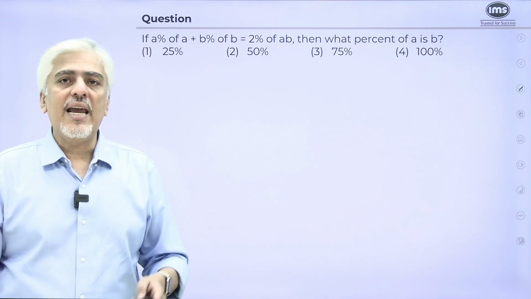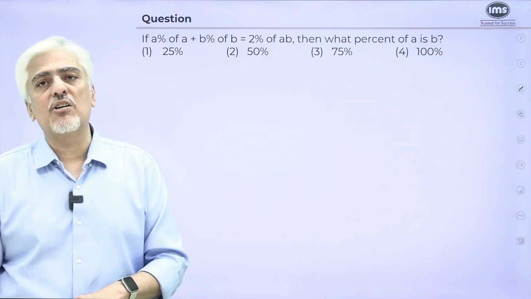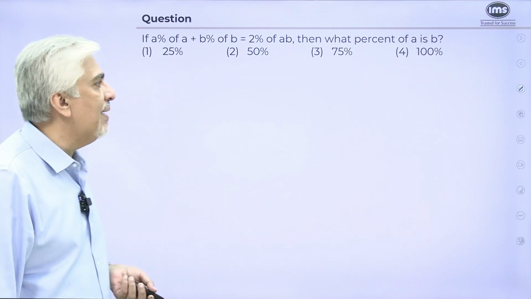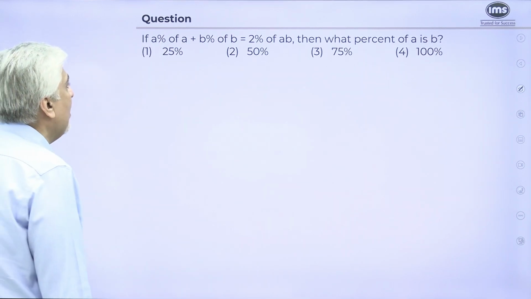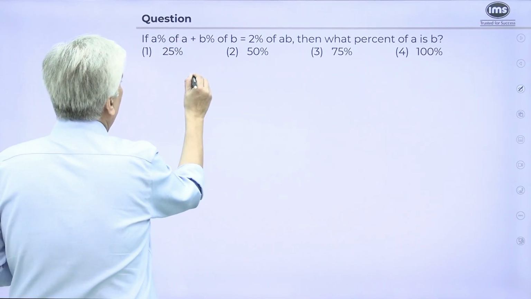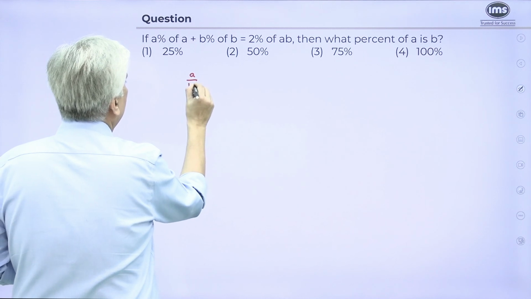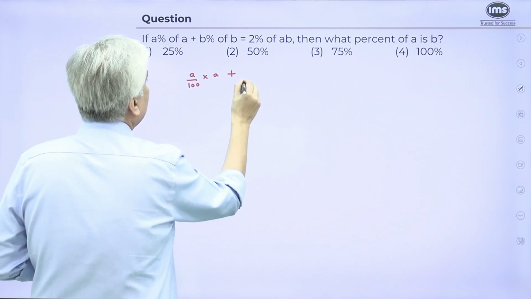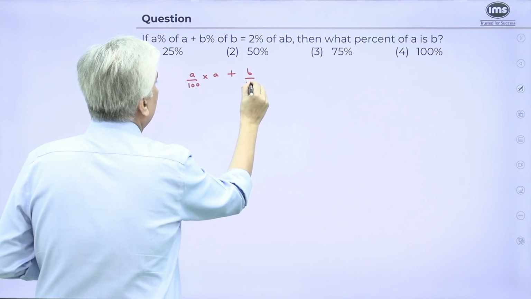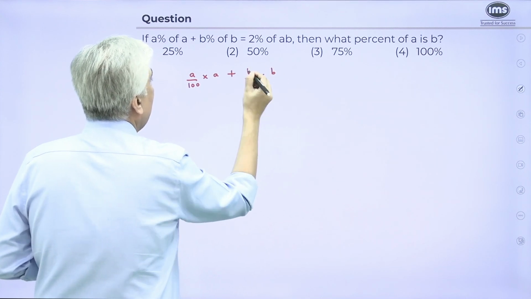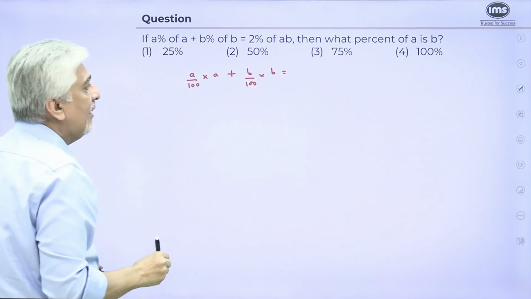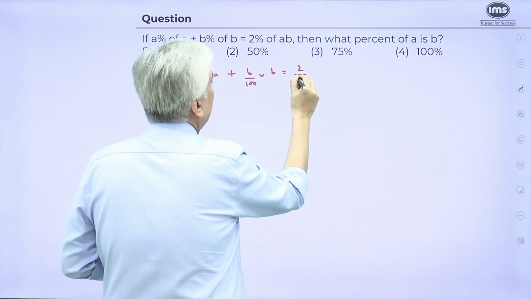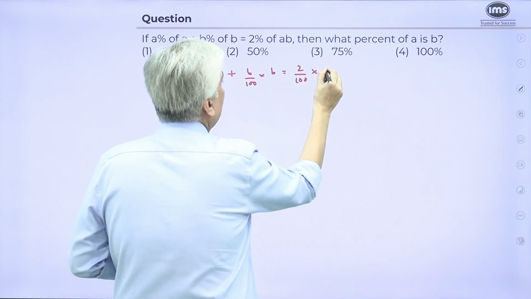Next one, A% of A plus B% of B is 2% of AB. Then what percent of A is B? That is, what is the relation of A and B? A% of A will be A upon 100 multiplied by A, plus B% of B is B upon 100 multiplied by B, is 2% of AB, which is 2 upon 100 multiplied by AB.